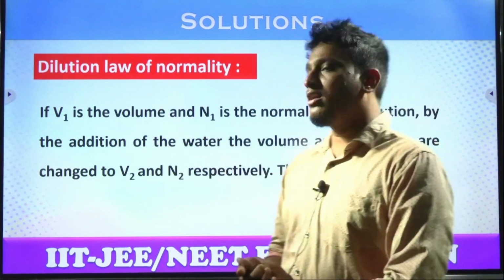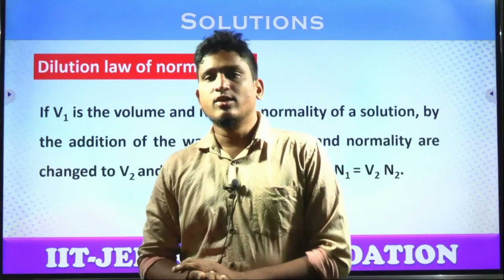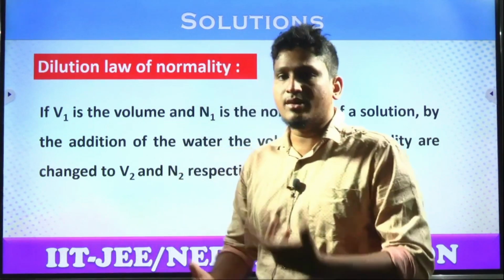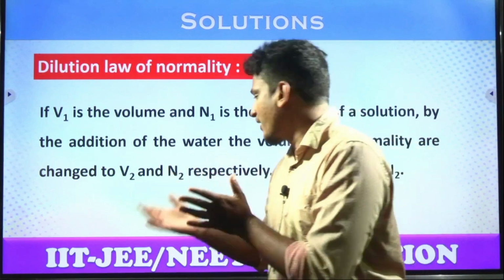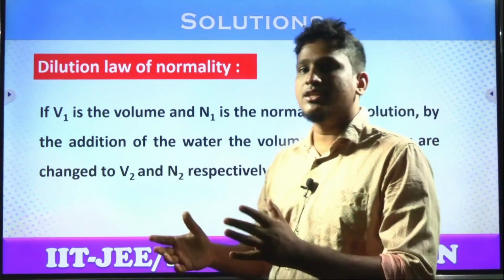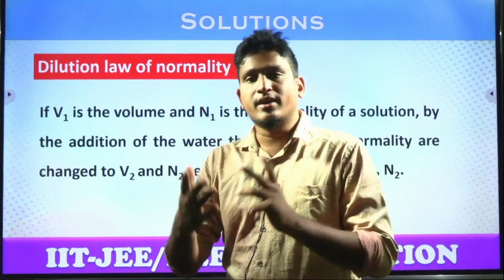Next, dilution law of normality. Same as with molarity, where we have initial molarity and final molarity, if we change the volume we have initial normality and final normality. So V1 N1 equals V2 N2 is the formula for the change. If you know any 3, you can find the fourth one.